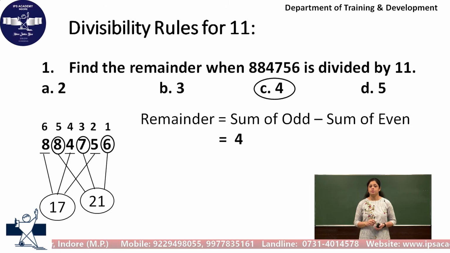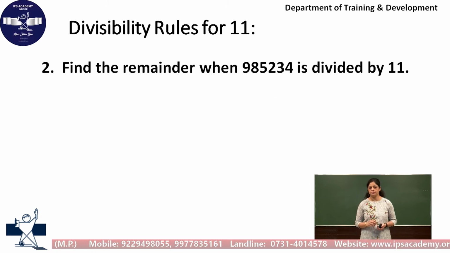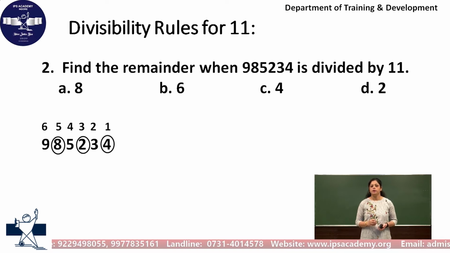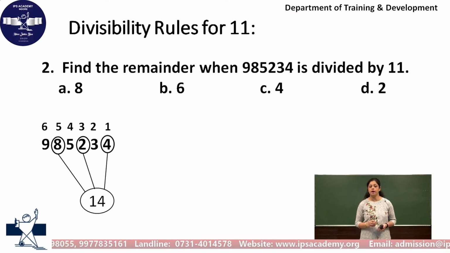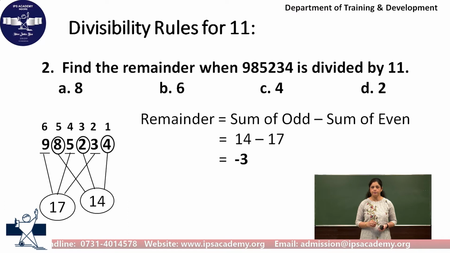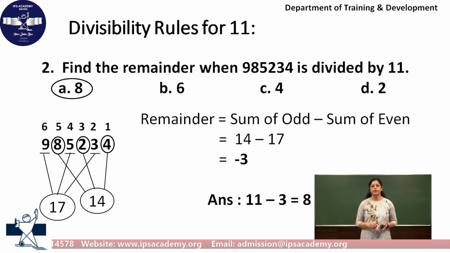But sometimes for 11, the problems come more complex. Another example, similar, again odd minus even we will do. In this case, digits coming at odd places have less sum than the digits at even places. But still we are going to do odd minus even, and when the answer comes negative, we subtract it from 11, and the remainder comes as the final answer. So if you are getting subtraction positive, that is your final answer. If you are getting subtraction negative, then whatever negative answer you are getting, you just subtract it from 11, you will get the final remainder.